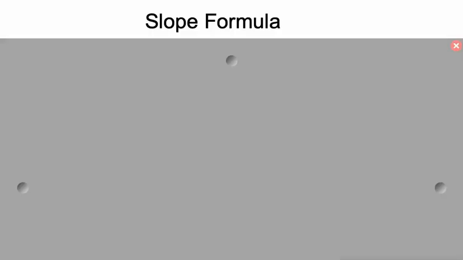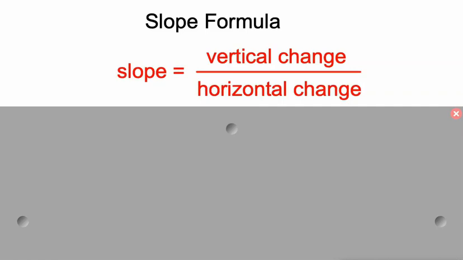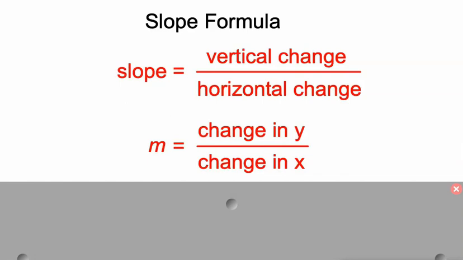So to do this, we need to know the slope formula. At this point, we know that slope is vertical change over horizontal change, that it's a ratio that measures those two things. Another way to say that is that slope, which we usually use the variable m to represent, is change in y over change in x.